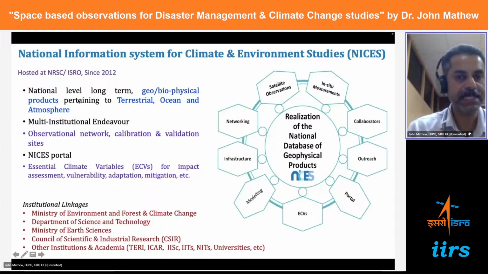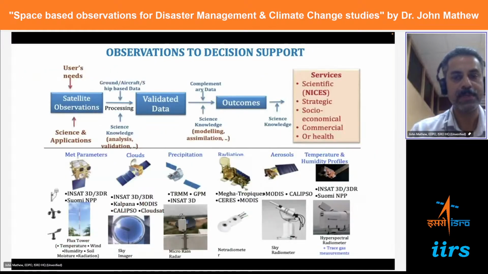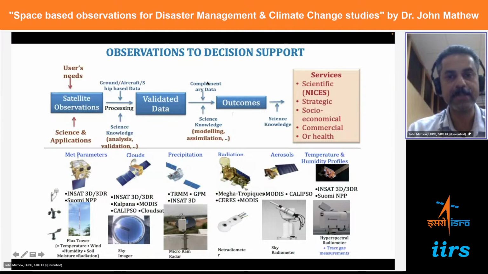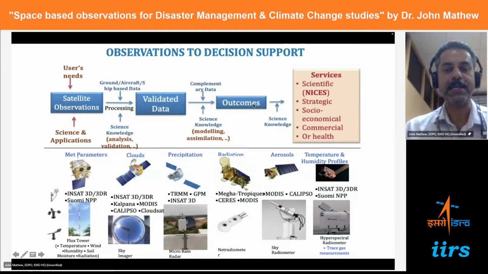And the NICES initiative consists of assessing the ECVs and other space-based products using observational networks, satellite data, and also calibrating and validating these observations. So this is the observation cycle basically. You have the satellite-based observations, and these need to be validated using ground-based observation. And finally, if there are complementary data, then input these complementary data and finally derive outcomes. And both space-based inputs as well as ground-based observations are supporting this initiative.